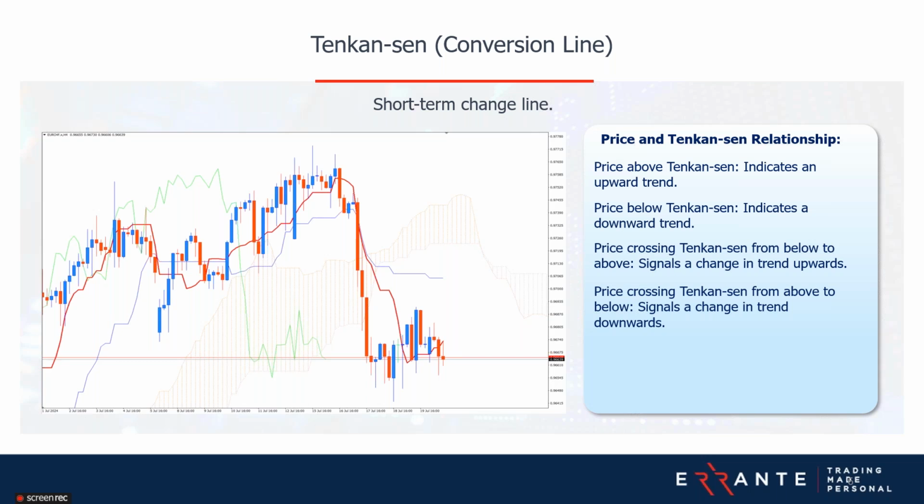And another, just vice versa situation is when price crosses Tenkan-sen from above to below. When the price crosses Tenkan-sen from above to below, it signals a potential downward trend change and the start of a new bearish move. So this is usually considered a sell signal.